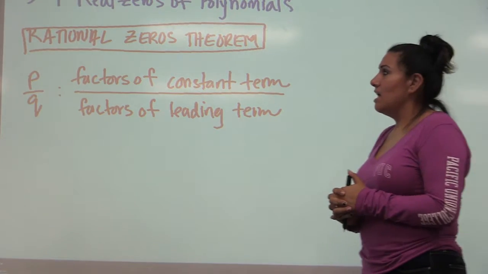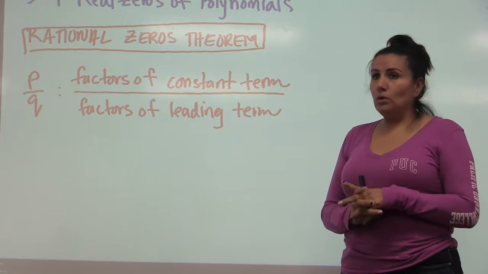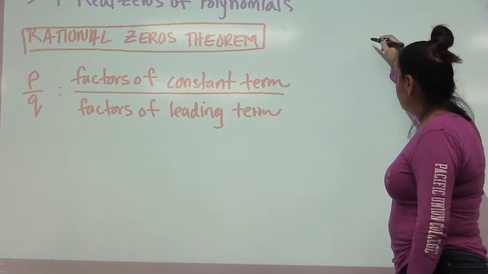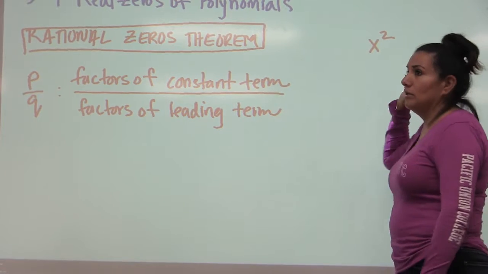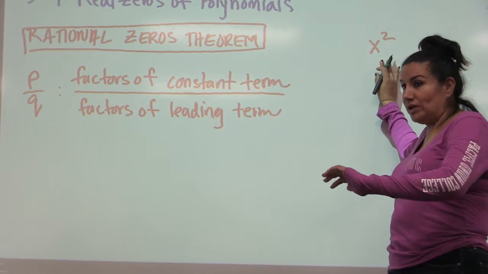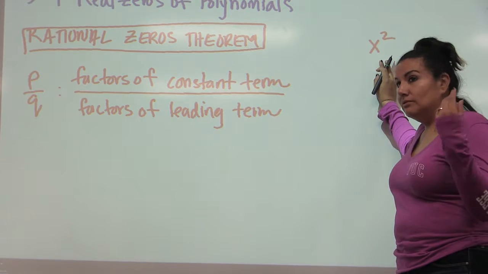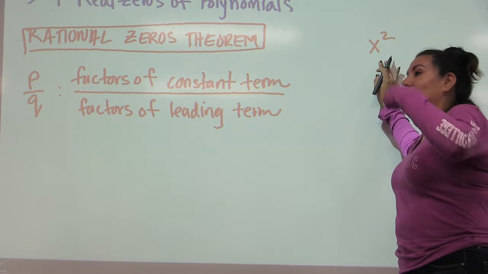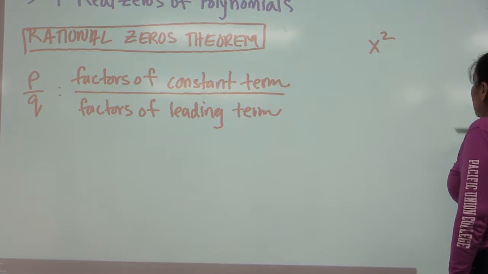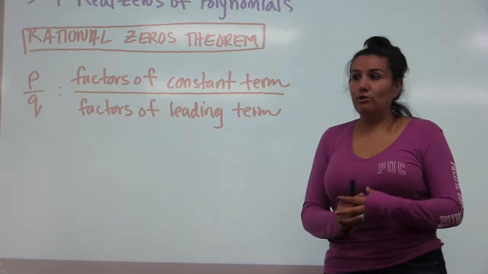We know from a previous lesson that the number of roots that the function can have is equal to the degree or one less. So if you have x squared, at most you can have 2 zeros. Doesn't mean you're going to have 2 zeros, but at most you can have 2 zeros or 2 x-intercepts, right? For x cubed, you can have at most 3. It has to be equal to the degree. So this theorem is going to help us find those zeros.